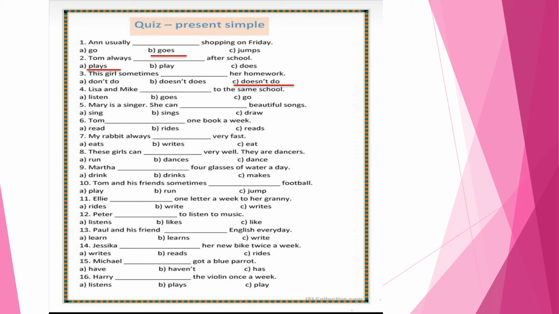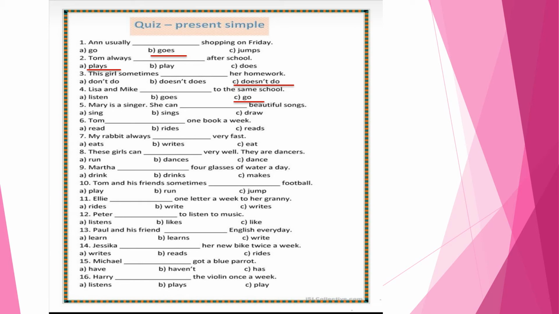Number 4, Lisa and Mike go or goes to the same school. Lisa and Mike is your subject, okay, a name of a girl and the name of a boy. So if you cross it, you will put they, okay. So you will have to add nothing to your verb. So it will be go. Lisa and Mike go to the same school.